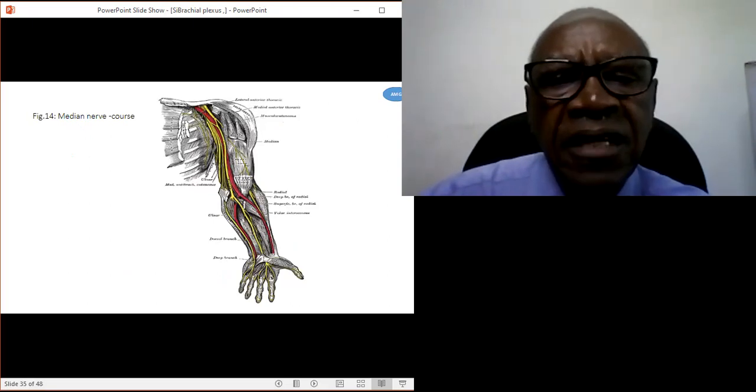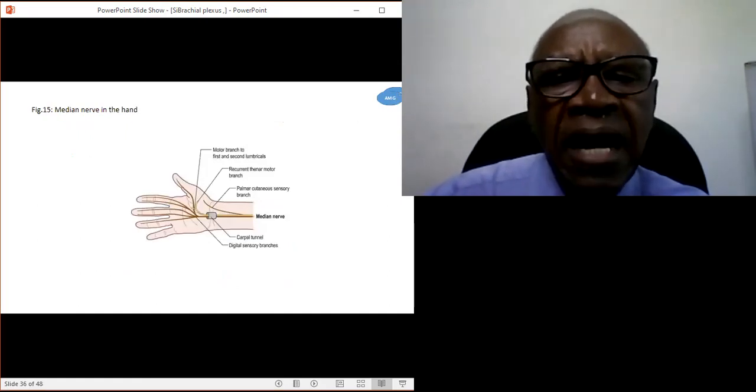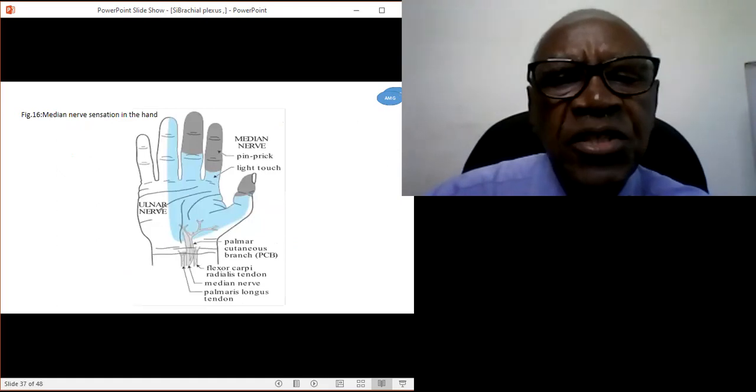Slide 14 shows the median nerve. Slide 15 shows the median nerve in the hand. Slide 16 shows the median nerve sensory area in the hand, which is blue.